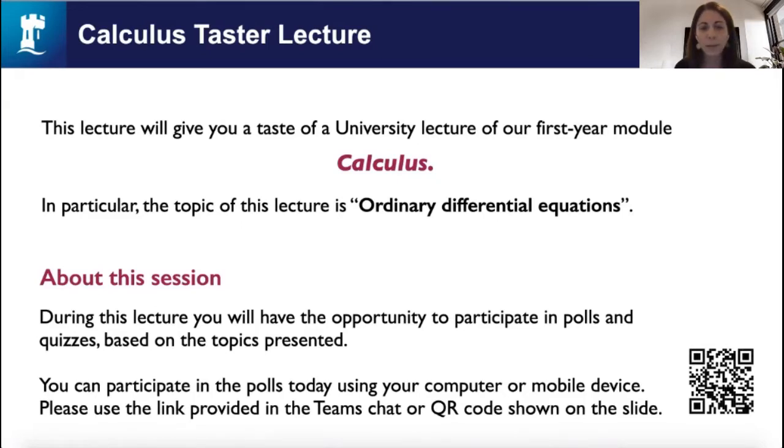You can participate in the polls and the quizzes by using either your computer or mobile device. You can use your mobile phone's camera to scan the QR code, which will be given on the quiz slide. A QR code looks like this, and you can scan it and then access the quiz. Or you can also click the link which will be provided in the Teams Q&A chat.